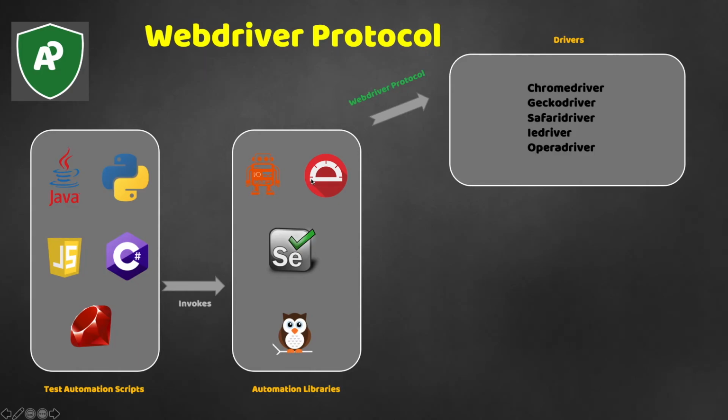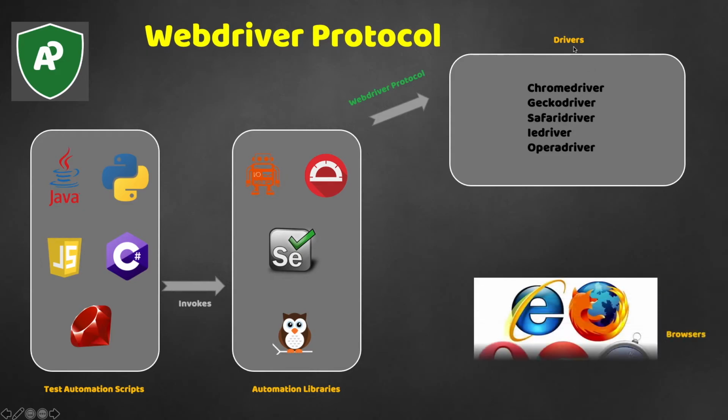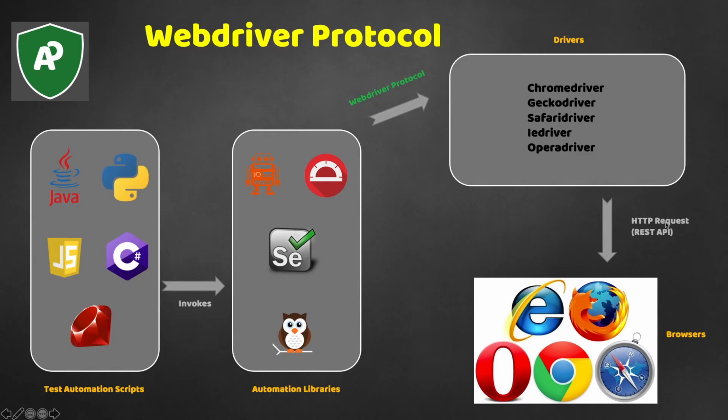Now, as you can see, from the automation library through the WebDriver protocol, we have reached the driver, and from the driver we send some HTTP requests to the browser, and the browser in turn responds with a particular REST API, and then that is transmitted to the automation libraries, which in turn returns to the programming language.